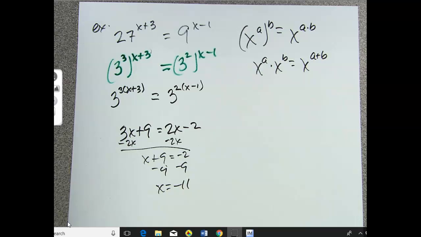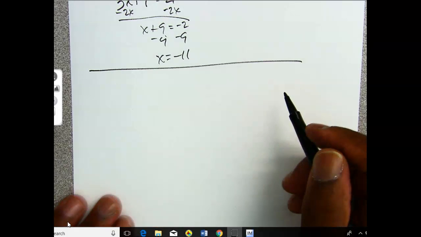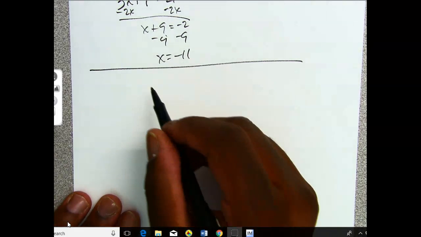Okay. So since the bases are the same, you're basically just putting the exponents together? Yeah, because they're 1 to 1. So remember, a log is an exponent. Logs and exponentials are 1 to 1. So if you can get the bases the same, you can go ahead and equate the exponents. Now here's another example. Take a look at this one.